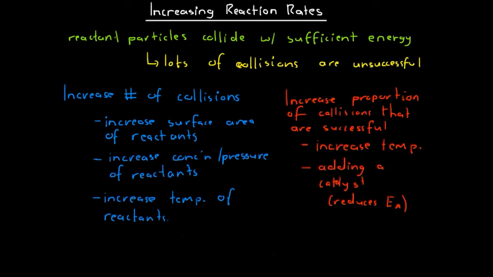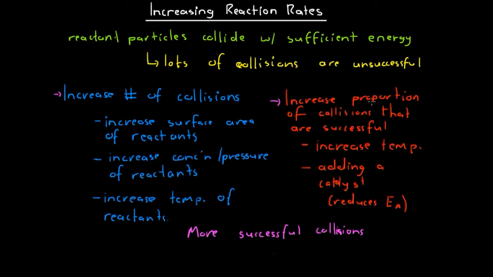So increasing reaction rates is all about increasing the number of successful collisions and increasing the proportion of collisions that are successful. So if we leave the number of collisions the same and we increase the proportion of collisions that are successful, then we're going to get more successful collisions. We're going to get a higher number of successful collisions.